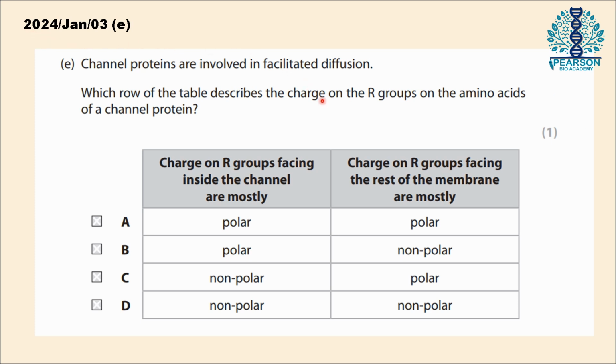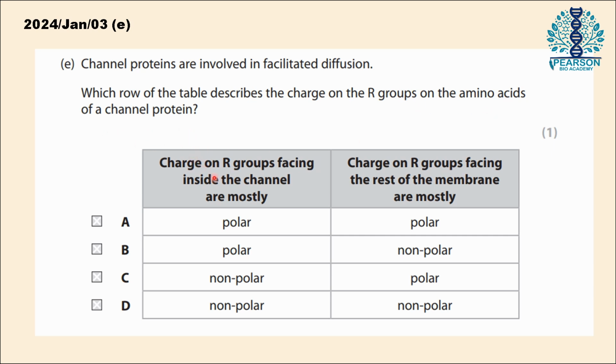Actually, this question should come under the characteristics of R groups of amino acids. However, I have brought up here. And the question states channel proteins are involved in facilitated diffusion. Which row of the table describes the charge on the R groups on the amino acids of a channel protein?